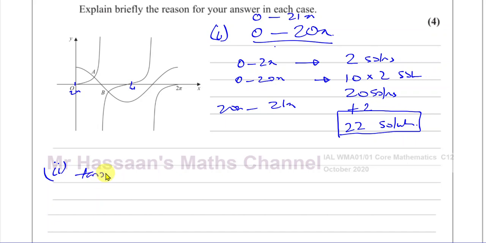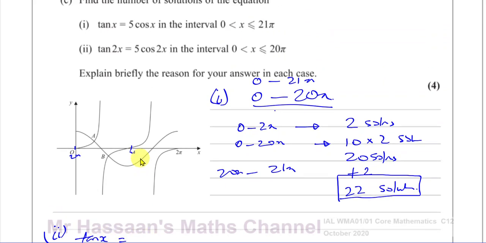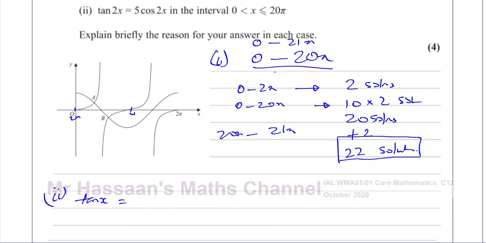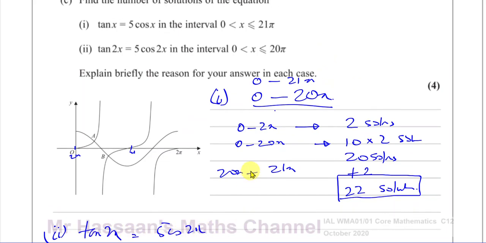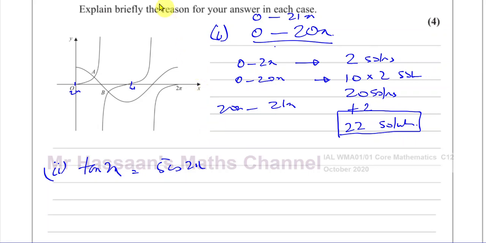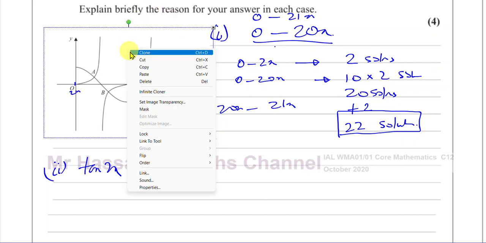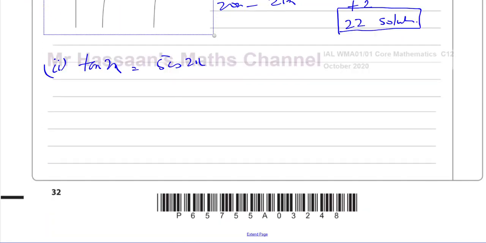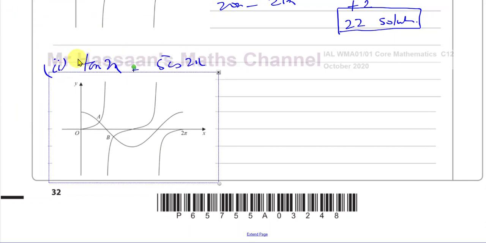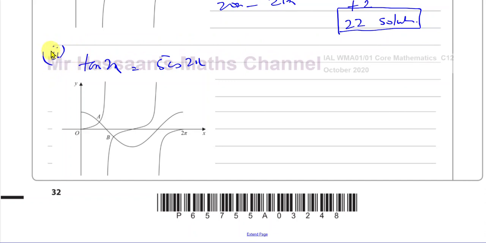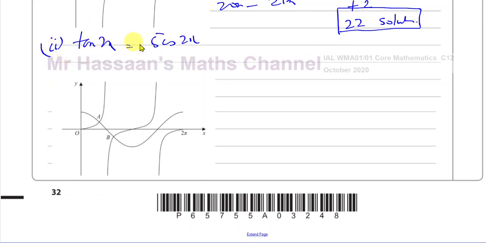So tan 2x, sorry. Tan of 2x equals 5 cosine of 2x. Now what's going to happen basically when you have this 2 inside the function is that it gets stretched by a factor of a half. Okay, it gets stretched by a factor of a half.